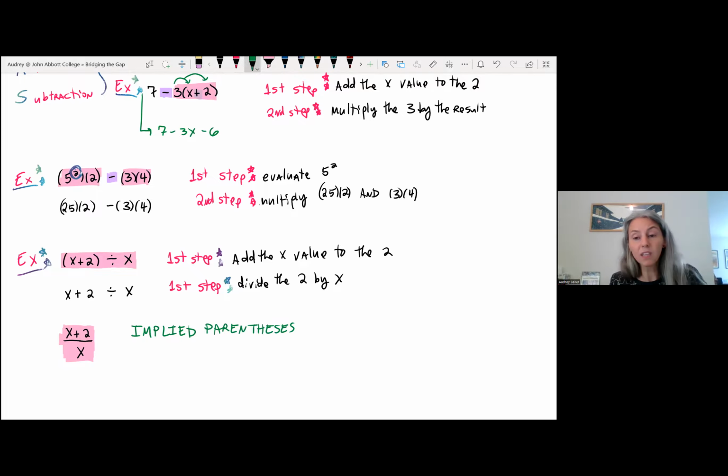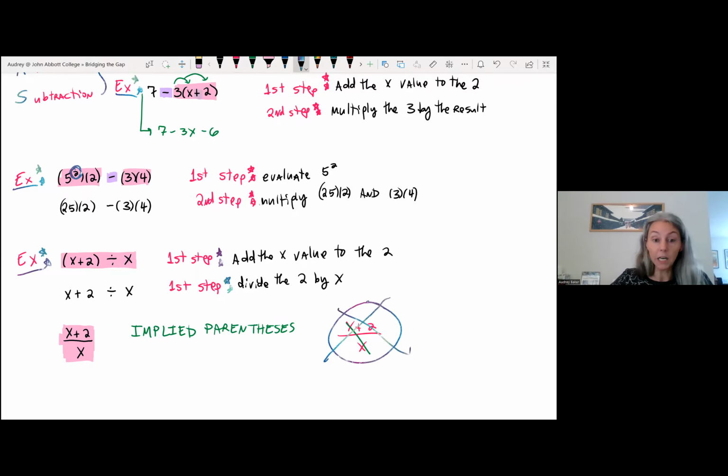So implied parentheses, it's important to recognize that they're there because otherwise we might start here by thinking, oh, well, division comes before addition, so I can cancel out those x's and do something like this, x plus 2 over x, and cancel out the x's. But this right here is a terrible idea because we have these implied parentheses here. This is the same thing as the other thing that we have highlighted in pink here, that x plus 2 in parentheses divided by x.